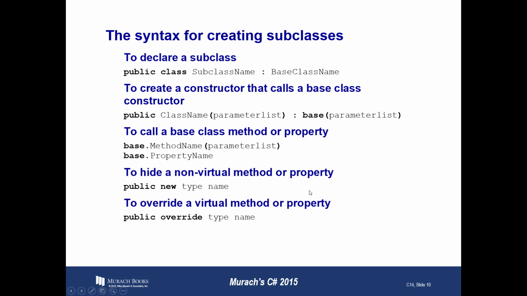Now, if you have a method name or a property value, by default it's going to use the one of the subclass. But if you want to use the parent's method name or property name, you use base dot. Finally, as it says on the bottom here, to hide a non-virtual method or property, you say public new. To override, which means that there's one that already exists but you want to override it, you use public override.